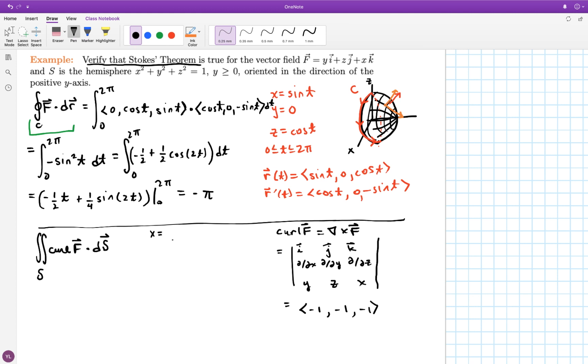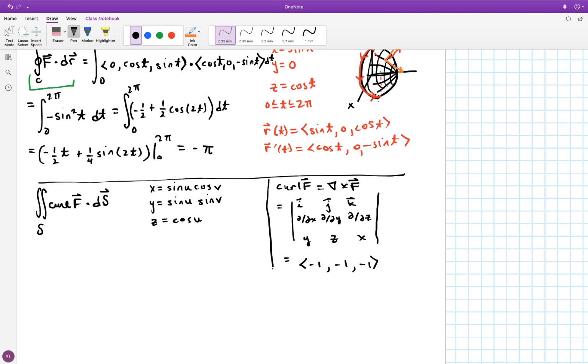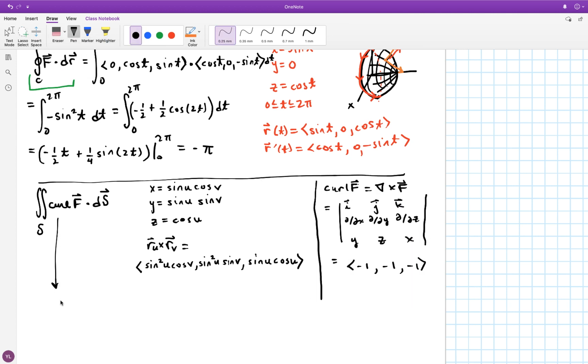I'm going to let u play the role of phi and v play the role of theta. And this is a unit sphere, so I have the following. So there's my parameterization, and this is a parameterization that we've seen before in previous examples. So I'm just going to go ahead and jump right to the cross product, which like I said, we've seen before. Okay, and I also want to put the appropriate range on the parameters. I forgot to do that.